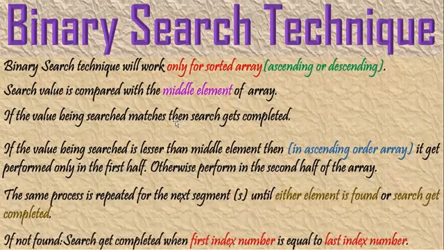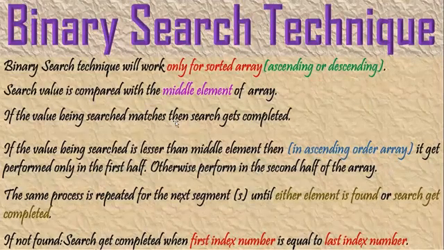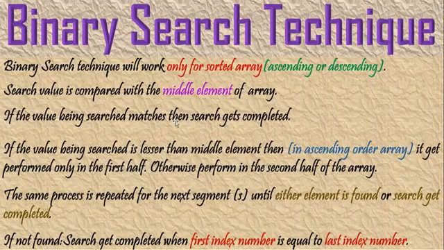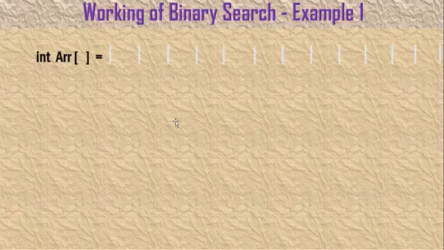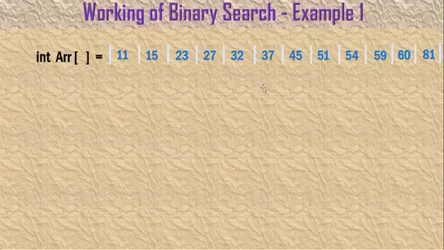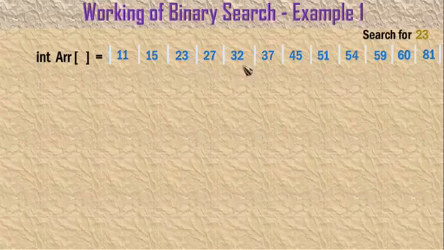If the element is not found, then the search will be completed when the first index number is equal to the last index number. We will understand this with a few examples. Later, once again we will come back to this and then we will read. So I have an integer array having values like this. Let us search for element 23.